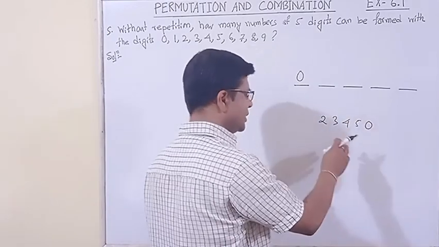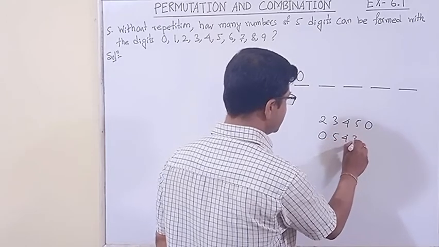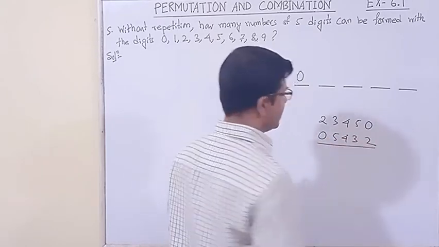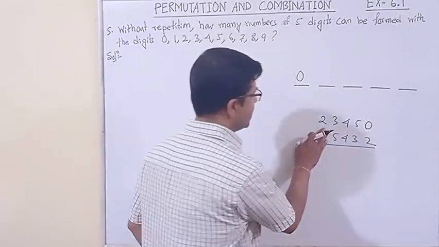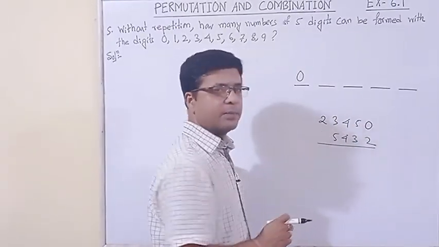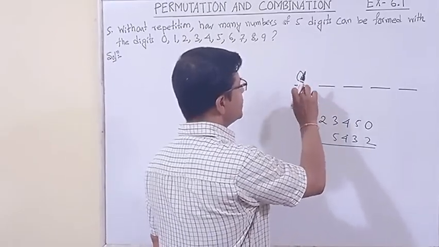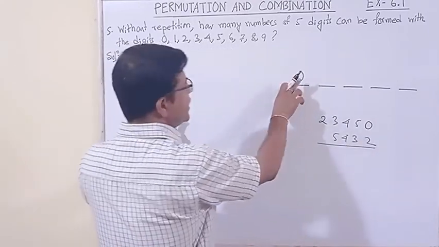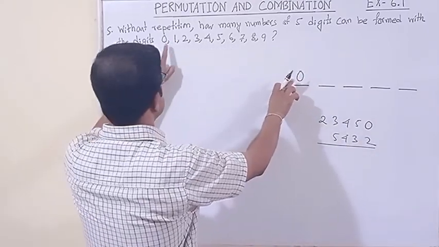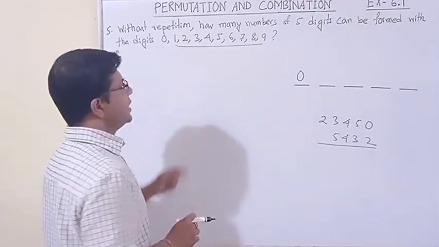But let us take it in the reverse order. Let us start with 0 like this: 0 5 4 3 2. Do you think this is a 5 digit number? No, this is not a 5 digit number. But this is a 4 digit number. So this place cannot be filled up with 0. So as we cannot fill up this place with the digit 0, we have to consider the other digits. How many other digits are there?